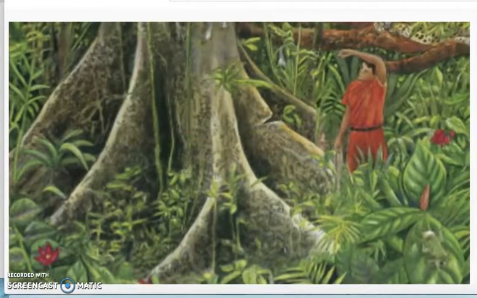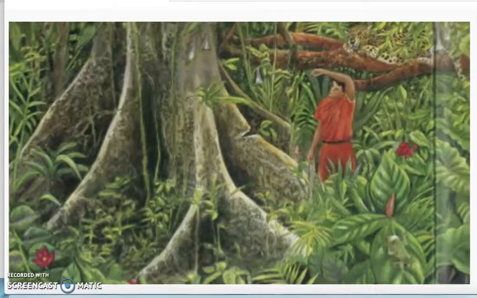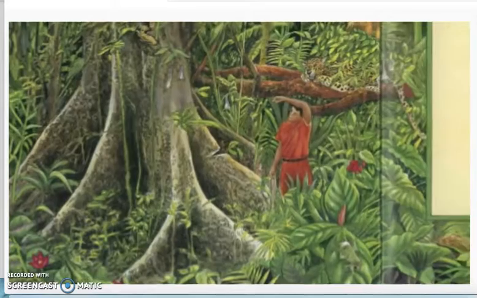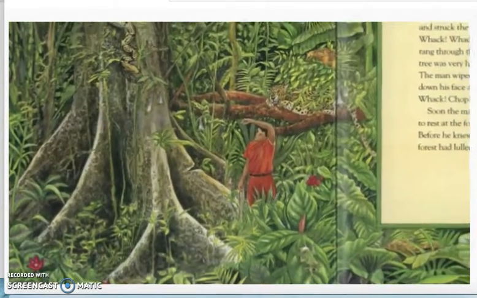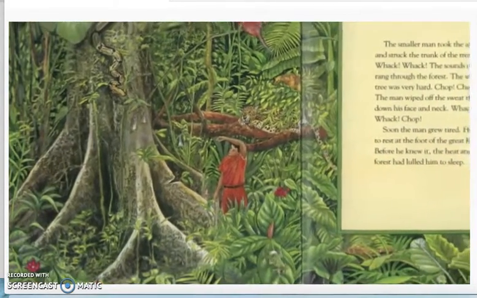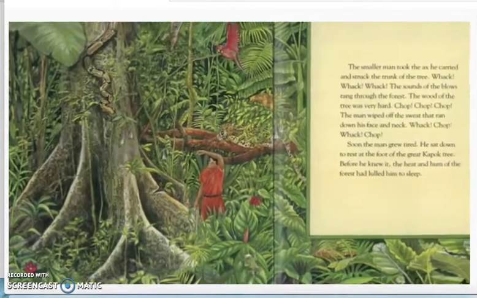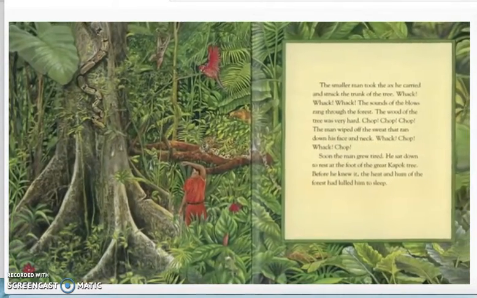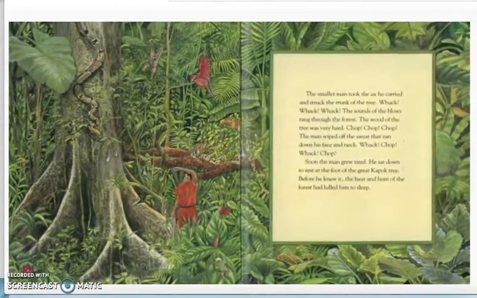The smaller man took the axe he carried and struck the trunk of the tree. Whack! Whack! Whack! The sounds of the blows rang through the forest. The wood of the tree was very hard. Chop! Chop! Chop! The man wiped off the sweat that ran down his face and neck. Whack! Chop! Whack! Chop! Soon the man grew tired. He sat down to rest at the foot of the great kapok tree. Before he knew it, the heat and hum of the forest had lulled him to sleep.